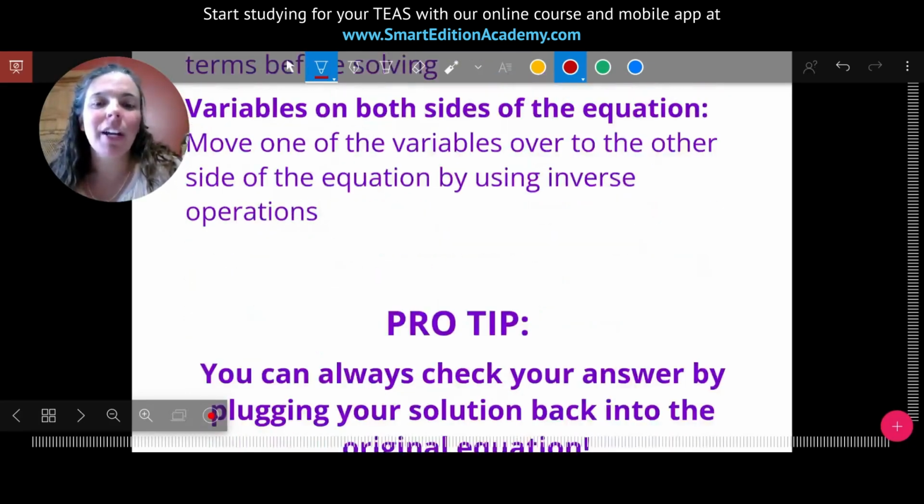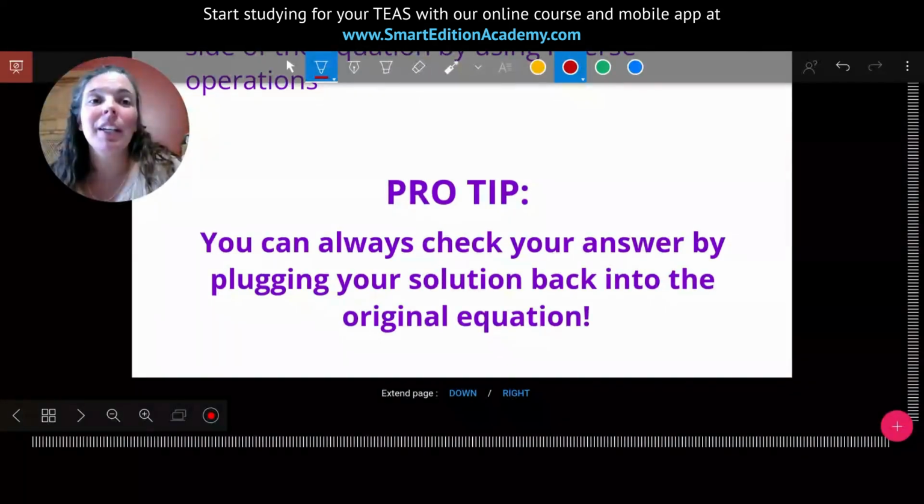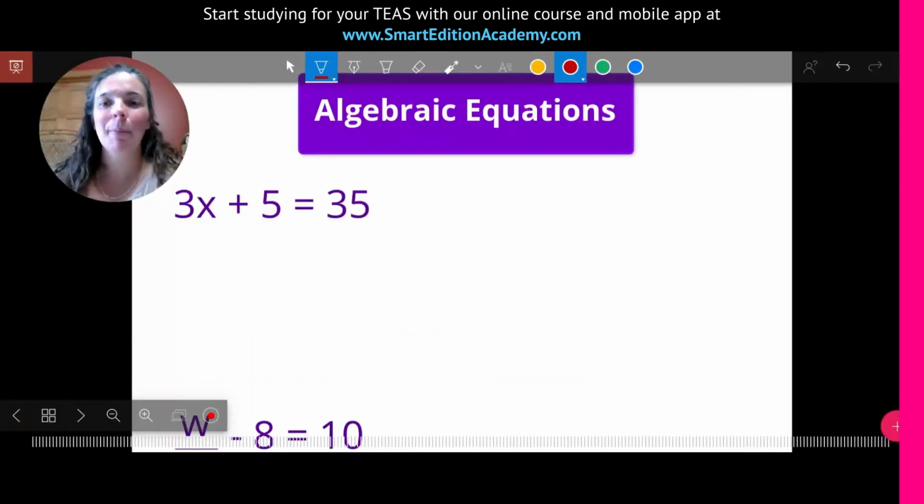And then just to reiterate this little pro tip, you can always check your answer by plugging your solution back into the original equation. So no matter how complex these are, we should be doing really well on these types of questions because we can always, always, always check our answer, okay? Even if it takes 30 seconds to a minute, it's likely worth it in order to get the answer correct, okay? So let's dive into some examples.